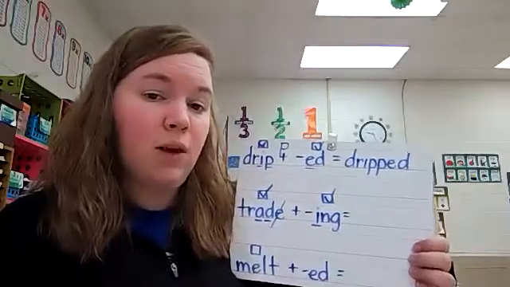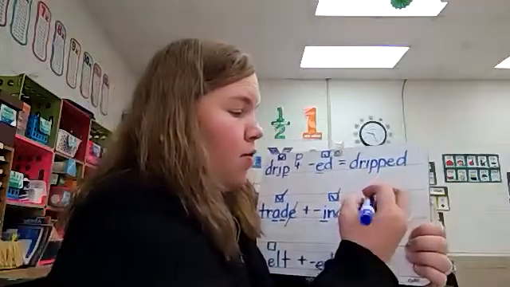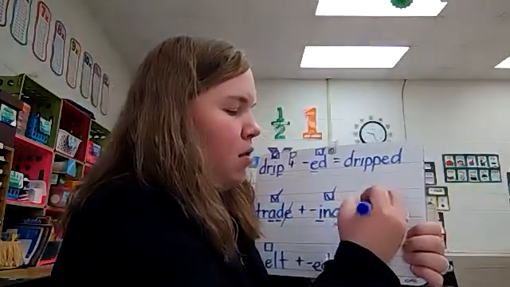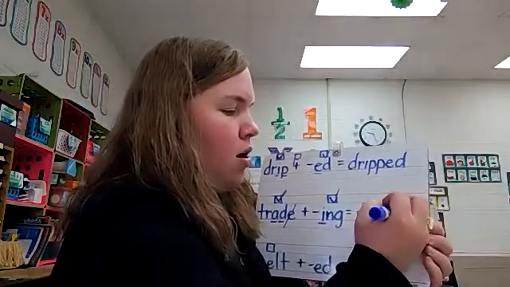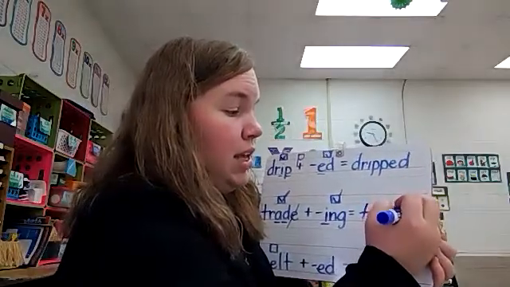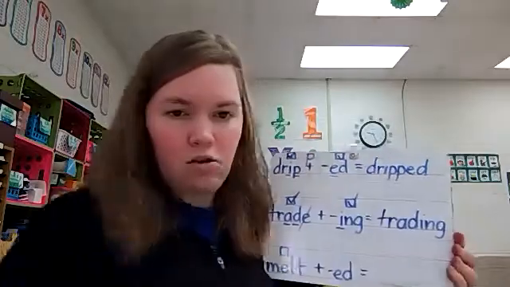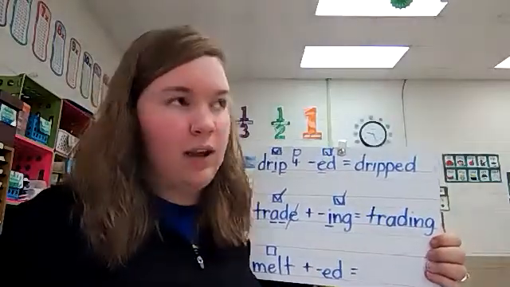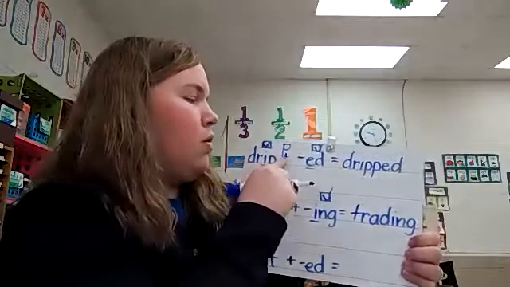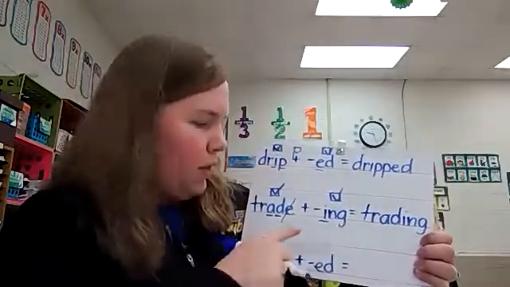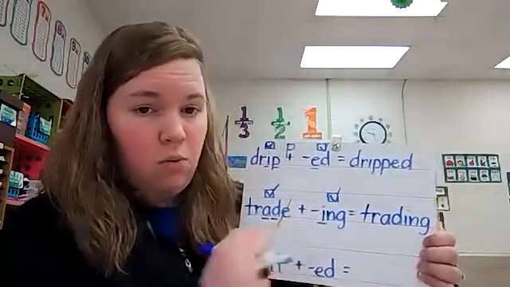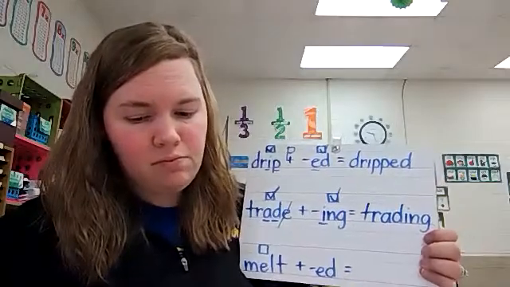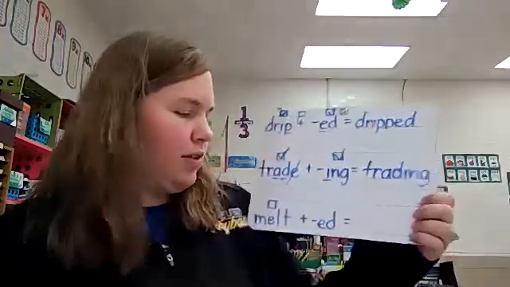Remember, we have silent E, we're going to drop. So trading is spelled T-R-A-D-I-N-G. Trading. So this was the doubling rule. We doubled the P. This is the dropping rule. We dropped the E.